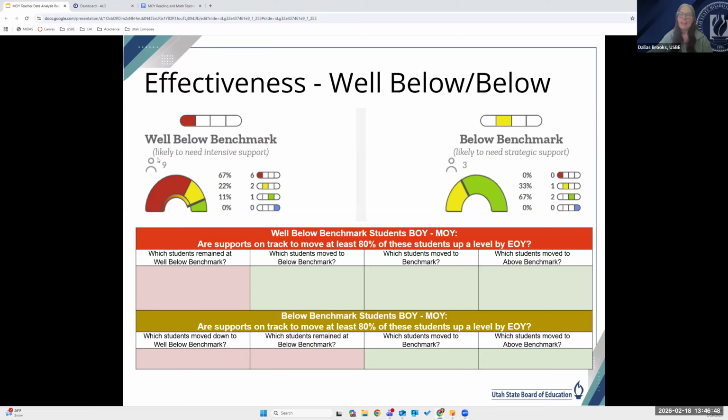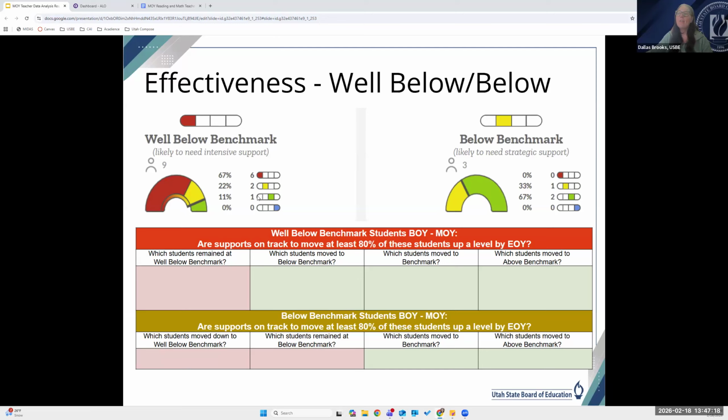So it tells me that I had 9 total students who had a red composite score. And then looking at middle of year, I can see how those students moved. So 6 of those students, or 67% of them, remained red. So they didn't move up a level, that goal that we're looking for. They kind of remained stagnant here. 2 of those students, or 22%, moved up to yellow. So that's a great move for them. We want to see them progressing.